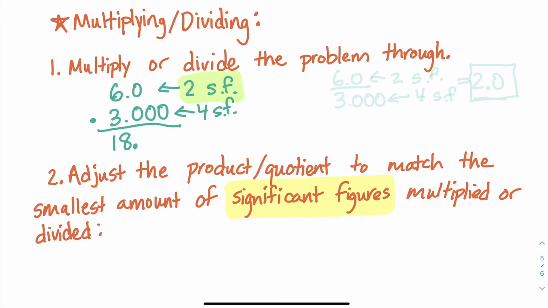But with that being said, let's move on to division, and it's the same rules. Let's use the same problem, 6.0 divided by 3.000. As we discussed before, this 6.0 has two significant figures and this 3.000 has four significant figures. Therefore, when we divide them, we get 2, but we want two significant figures.